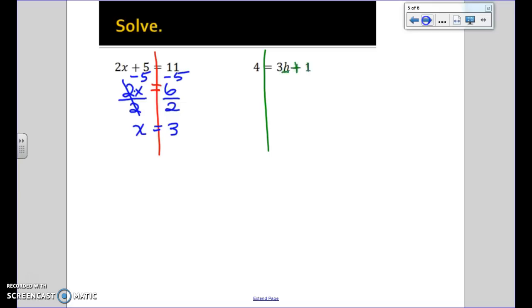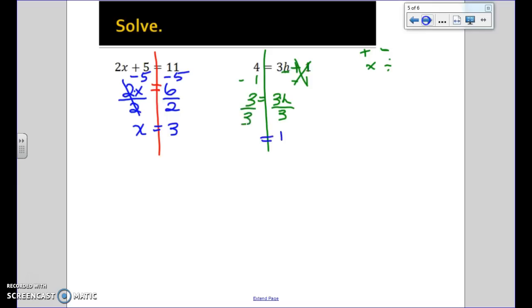So I see an addition of 1 and a 3 times. So I'm going to start with my adding, subtracting first, multiplying, dividing second. So I see that the inverse of addition is subtraction. We'll subtract from both sides of the equality. 3 equals 3h. These are opposites and add up to 0. And so I have 3 times 3h. I'm going to divide by 3 on both sides. The inverse of multiplication is division.